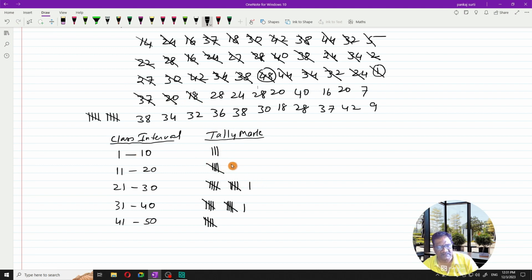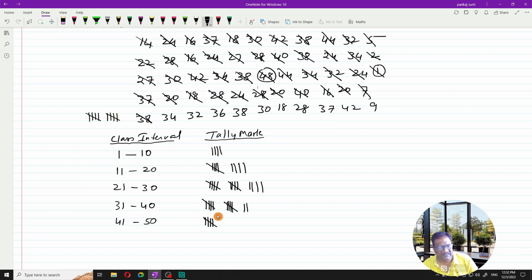18 will be coming here, and 28 should be coming here. 24 should be coming again here, right? 28 should be coming again here. 1, 2, 3, 4. 20 should be coming here. 40 should be coming here, and then 16 will be coming here. 20 will be coming here again. 7 should come in the first class interval. 1, 2, 3, 4.